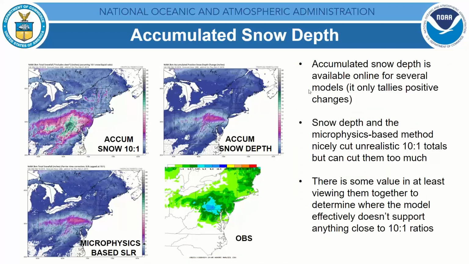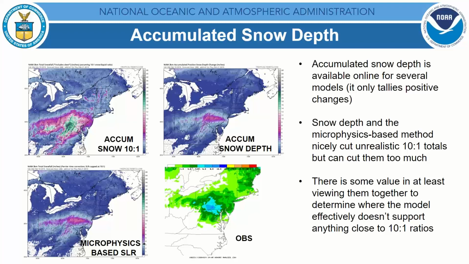So accumulated snow depth is available online for several models. And remember, it's only tallying positive changes. Most of the online sites do provide that now. The snow depth and the microphysics-based method it uses really cut these unrealistic 10-to-1 totals, but sometimes can cut them too much. So you need to use them with a little bit of caution.